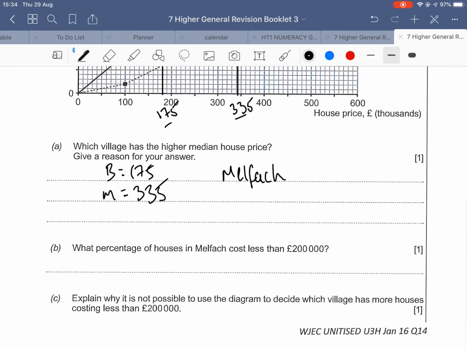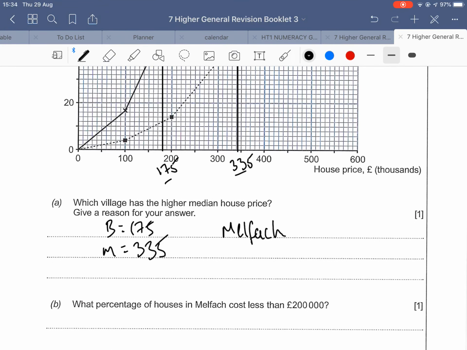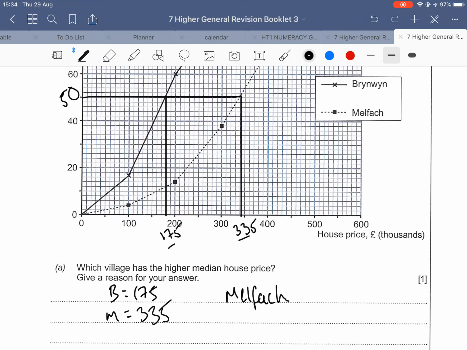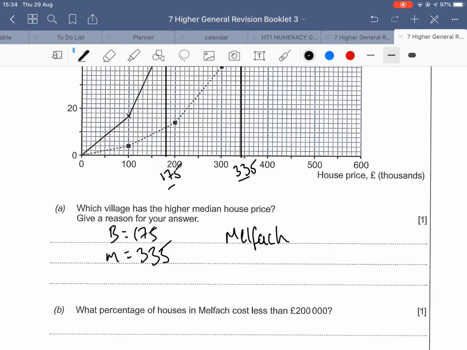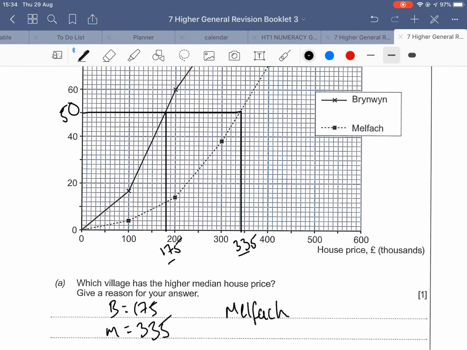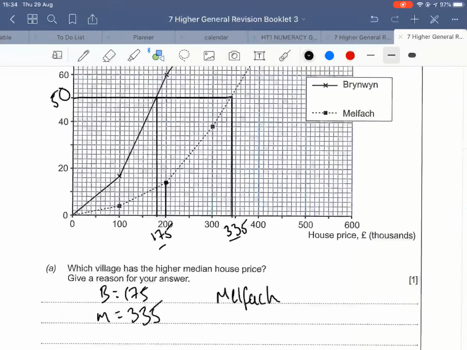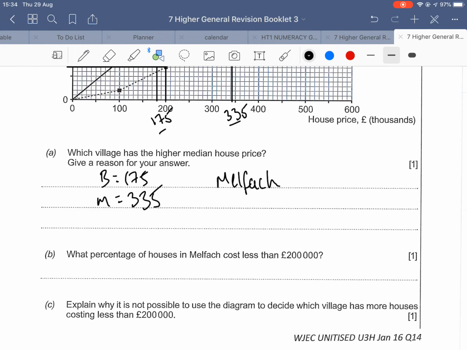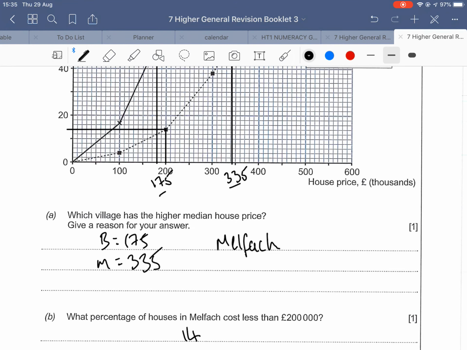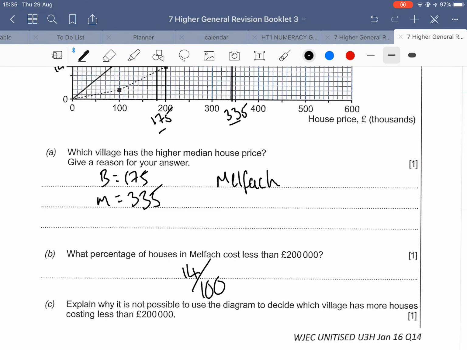So you want to work out how many were less than 200,000 out of 100. It's too much scribble, but I'm going to keep it on there. So house prices is 200, wasn't it? Yes. So I'm going to go up from 200. My ruler, and Melfac is the dot. Dotted one. Then I'm going to go across: 10, 12, 14. So it's 14 out of 100. They're going up in twos, aren't they? Obviously, as a percentage, that's 14%. You should know that one.